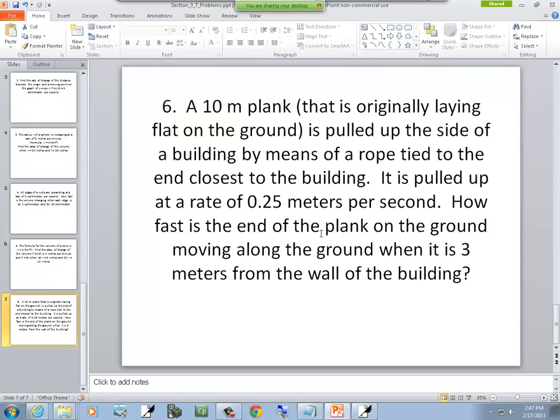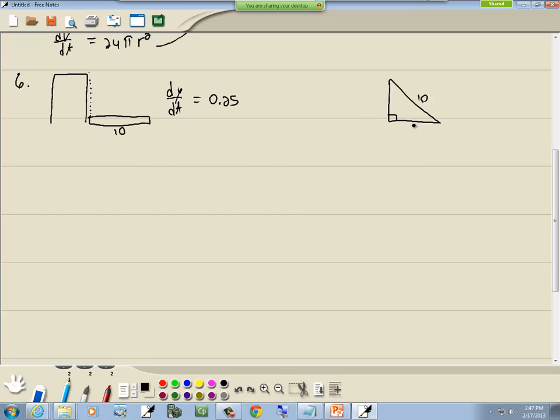How fast is the end of the plank on the ground moving along the ground when it's 3 meters from the wall? So they're asking when this is 3. So again, it's x equals 3. Well, they want to know how fast it's moving, so they want to know what dx/dt is doing. Well, I can find out the distance of this side here, because this is a right triangle. So this would be y.